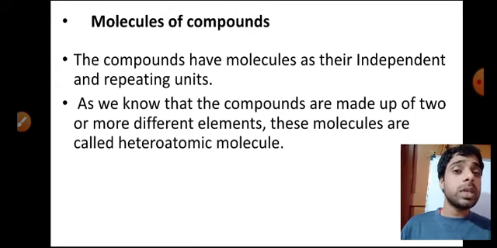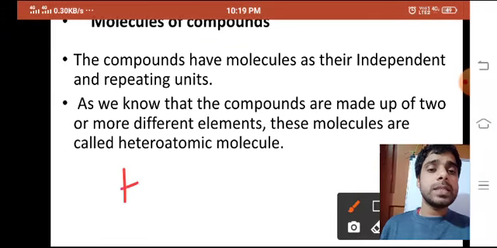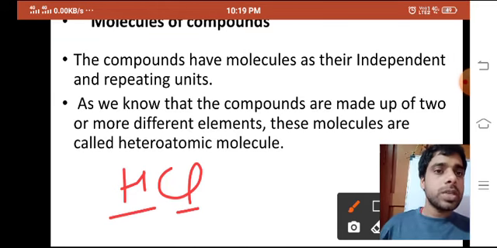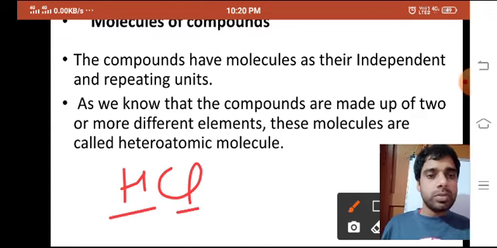As we know, compounds are made up of two or more different elements, so these molecules are called heteroatomic. If I write HCl, what is it? Hydrogen and chlorine, two atoms of dissimilar kind which combine together. Not H and Br, only H and Cl is there, and those two atoms are different, so this is heteroatomic. What is heteroatomic? Hetero means different, and atomic means atoms.